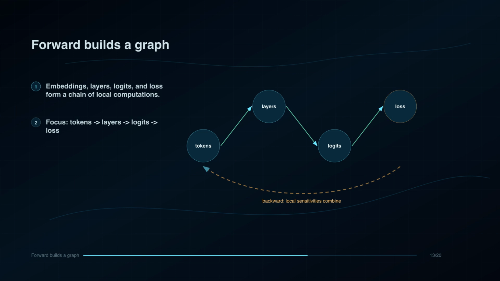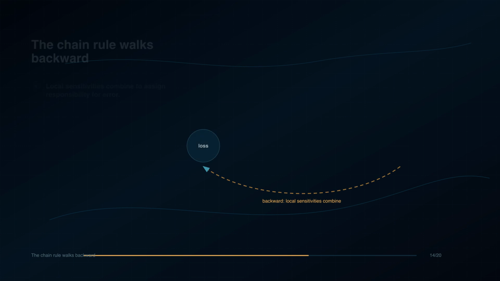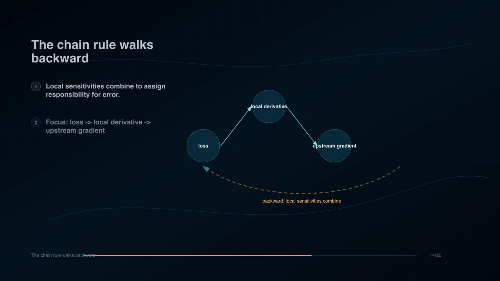To learn how the loss changes with w, first ask how the loss changes with h, then how h changes with w, and multiply those answers. A framework records these relationships during forward and evaluates them backward. Deep networks contain far more nodes, but automatic differentiation repeats the same local rule. The chain rule is the organizing principle.